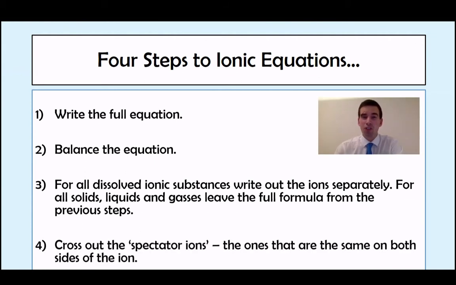And then you cross out what are called spectator ions. This is when there is the same ion on both the left and right hand side of the arrow. Okay, so this should make more sense if we look at an example.